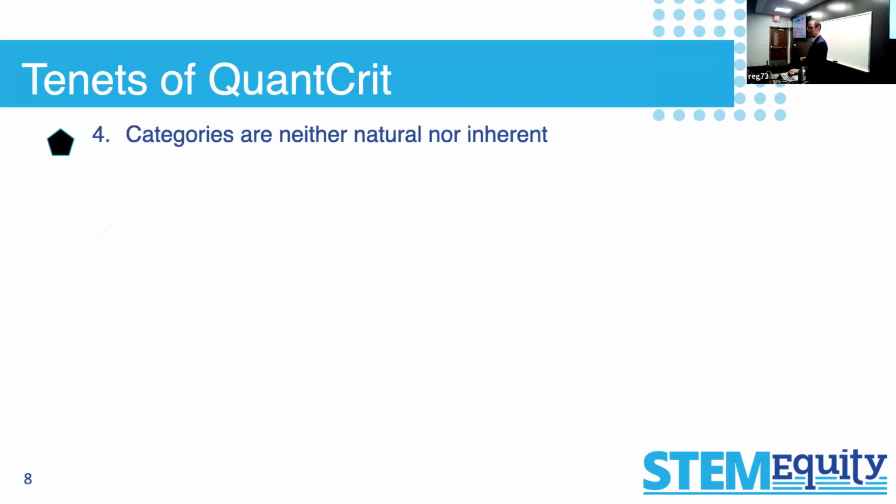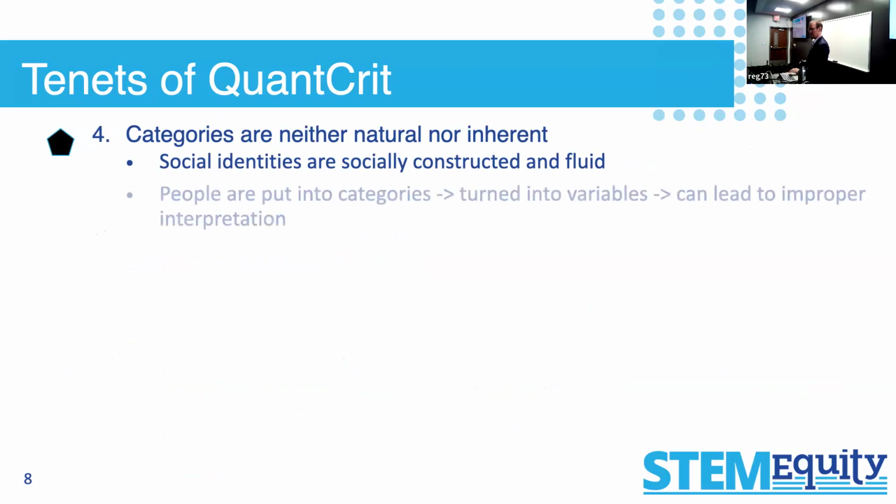The 4th tenet is that categories are neither natural nor inherent. So social identities, things like my gender, my race. Right now, I've got my researcher hat on. When I go home, I've got my dad hat. I've got all these parts of my personality, but they're all socially constructed and dynamic. In different situations, we identify in different ways, so they're fluid. But to do statistics, we are going to have to create categories to be able to create variables and create models. We just want to be really thoughtful about that and be careful we're not putting people where they don't want to be or leading to bad interpretations. So there's a tension between doing statistical work and wanting to represent people as the human beings that they are.